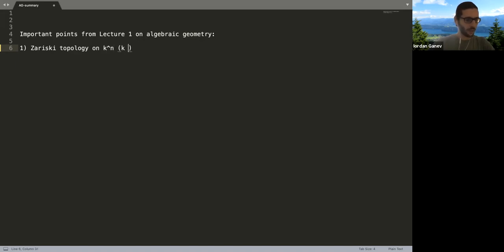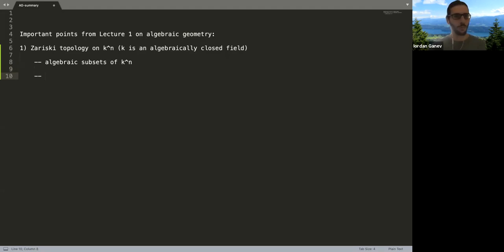So here k is an algebraically closed field. And this involved thinking about the open and closed sets, and the closed sets are the algebraic sets, algebraic subsets of k^n. Those are the closed sets in the Zariski topology. The open sets, we didn't describe all the open sets, but we gave a basis for the open sets in terms of the principal open sets.